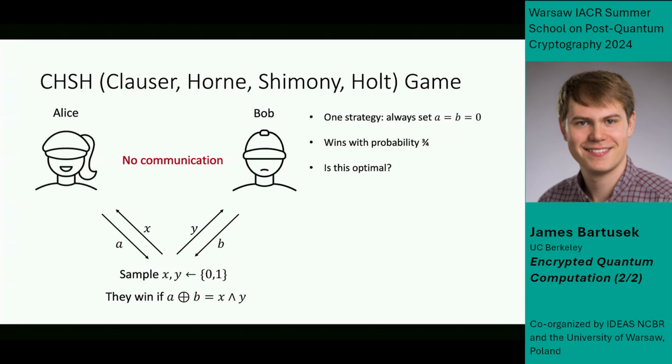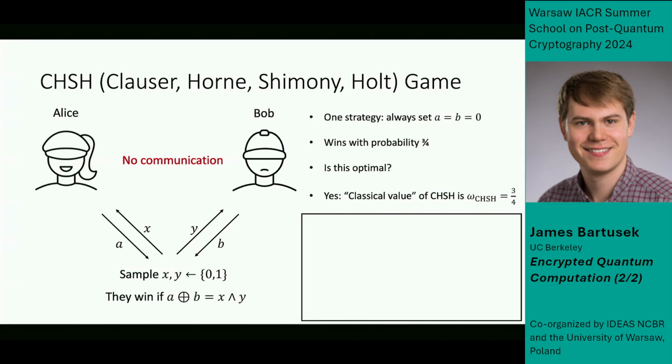The question is whether this is optimal, and in fact it is in this classical setting. One way of writing this is that the classical value of this CHSH game is 3/4. This is the optimal probability with which the parties can win. It's not hard to prove, but I do want to explicitly step through a proof of this classical optimality, because it will be useful later when we design the proof of quantumness.